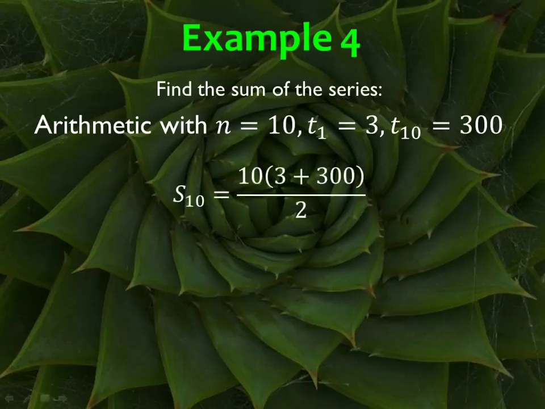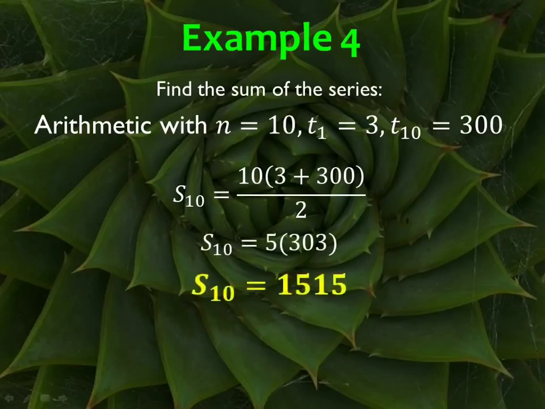All right, so you're going to use the arithmetic sequence formula, which is 10, the number of terms, times the first term plus the 10th term, 3 plus 300, all divided by 2. So you see that the sum is 1515. Okay?